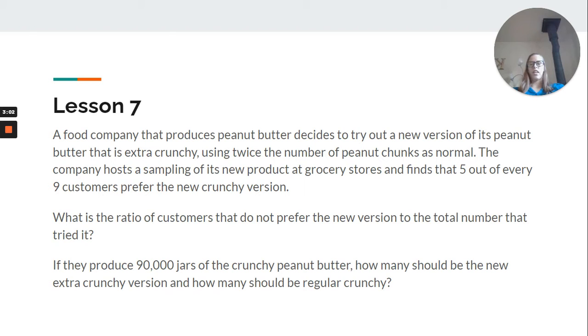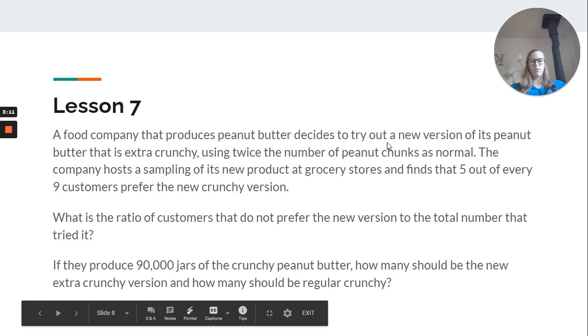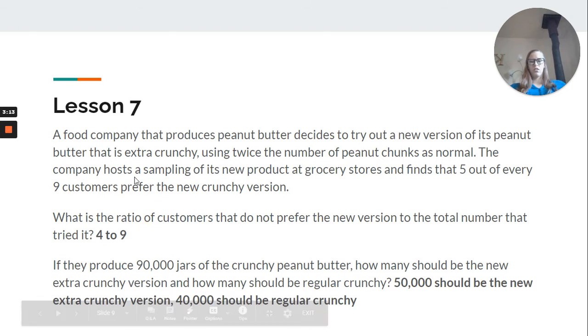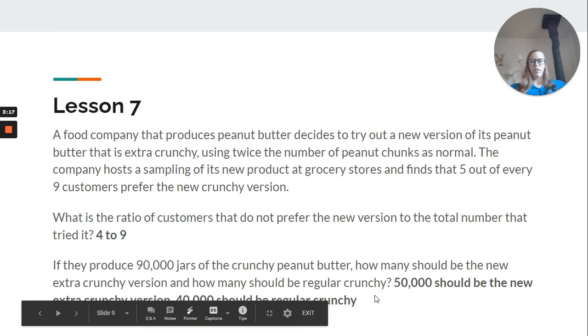And then if they produce 90,000 jars of the crunchy peanut butter, how many should be the new extra crunchy version and how many should be regular? Well, how many didn't like it? 9 minus 5 is 4. So 4 to 9, because 9 is the total number of customers that tried it. So then because of that, we determined that 50,000 should be the new extra crunchy and 40,000 should be regular crunchy.